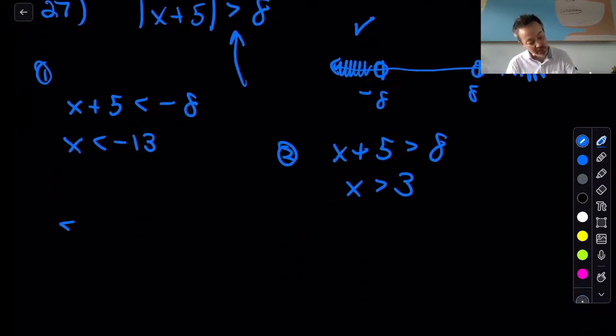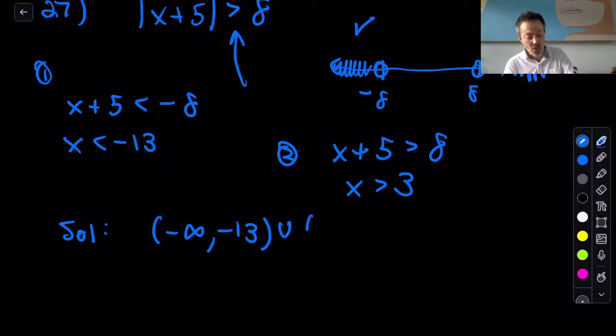So in this case, we could write our solution set. We could say that's from -infinity up to -13. So anything in that interval will work. Or anything that is 3 or larger will also work. So that will be our interval.